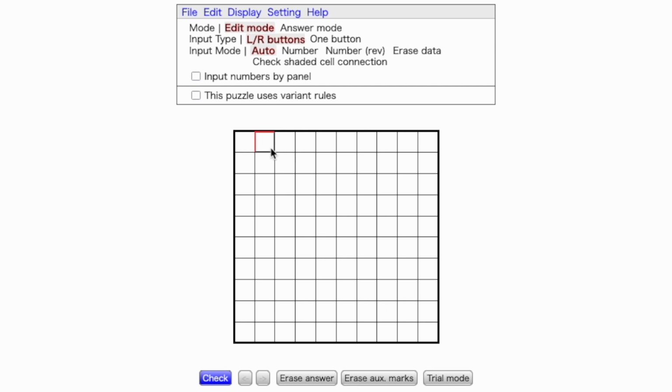So if we put a 1, say, here, now what I'm going to do is go to answer mode, and I'm going to say, if this was the puzzle I was presented, this incomplete puzzle, what could I do to solve it? And I could fill in these cells immediately, and I could say that this cell must also be shaded, since all the shaded cells have to be connected in Nurikabe.